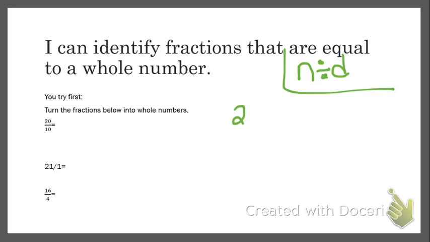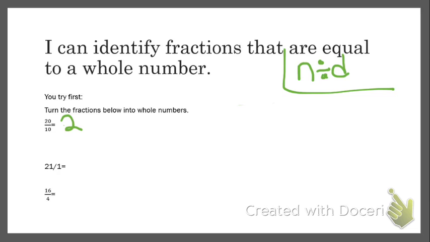Well, you should have said 20 tenths. 20 divided by 10. Well, what times 10 equals 20? 2. So 20 tenths is actually 2. It's funny because it looks like it would be a really big number because of 20, but it's actually not a big number at all. It's only 2. It's 2 whole. Okay, let's do the next one.